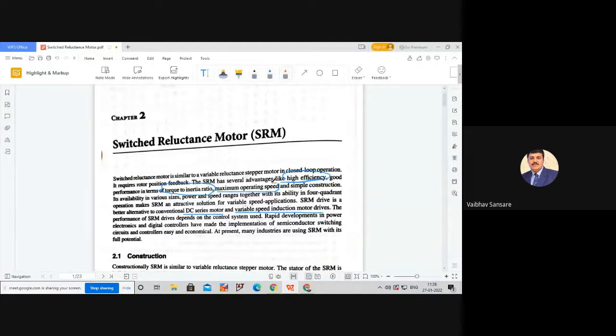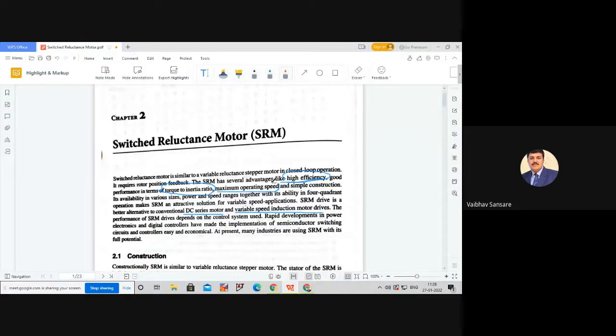Therefore, in many industries, SRM drives are now the better solution compared to the conventional drives, which are the DC series motor drives and variable speed induction motor drives. These SRM drives will now work with full potential in many industrial applications. So these are the general features of the switched reluctance motor.